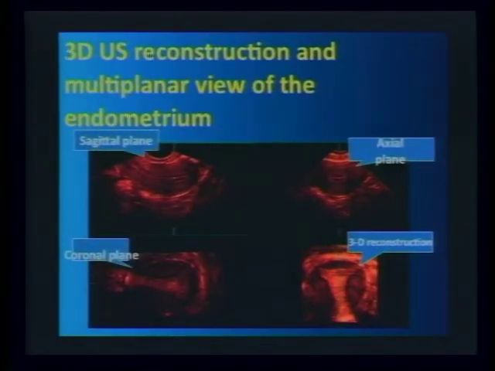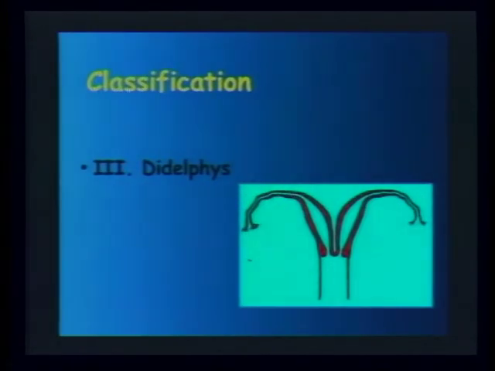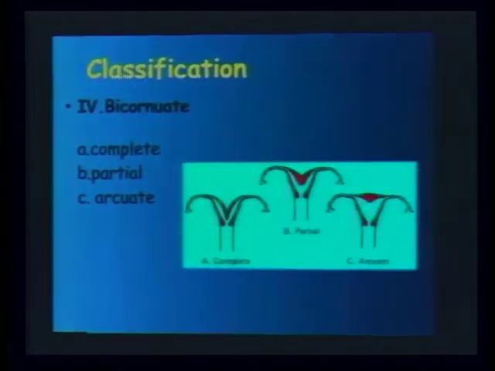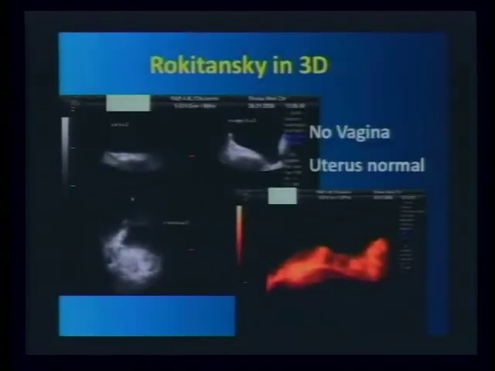Here you can see the 3D ultrasound reconstruction and multiplanar view of the endometrium: the sagittal plane, coronal plane, axial plane, and the 3D reconstruction. The American Fertility Society has classified the uterine anomalies into 6 subclassifications: segmental agenesis and/or hypoplasia, unicornuate uterus, didelphys, bicornuate uterus, septate uterus, and DES-related. And accordingly, the ultrasound images are done.